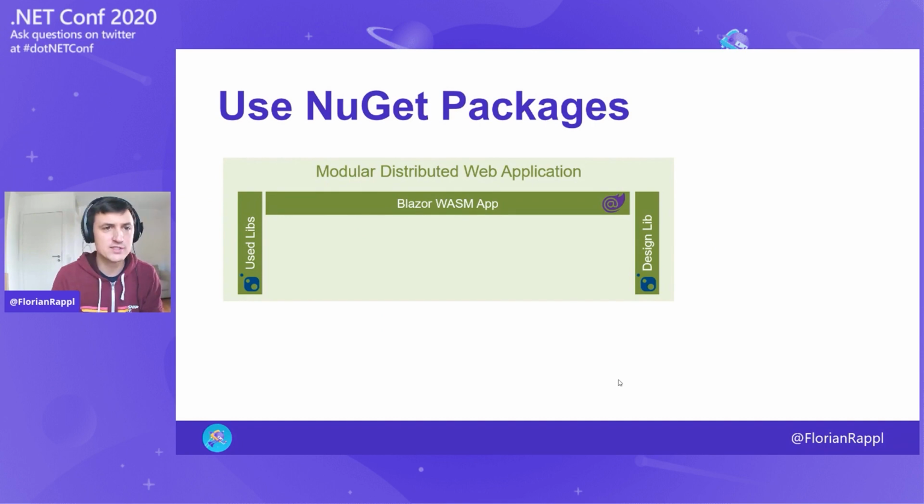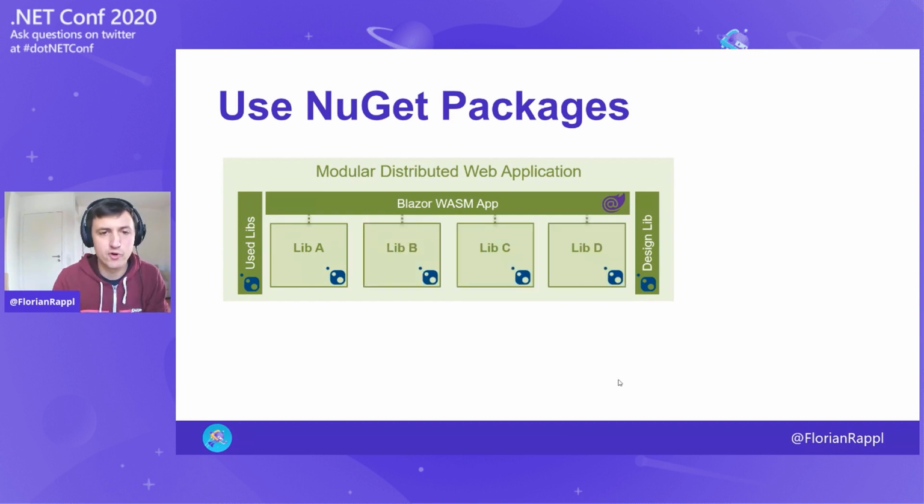The first is, let's just use NuGet packages, right? So our app shell is now a Blazor WebAssembly app. We just have some shared libs and our design lib, and we can bring different packages from NuGet, right? Just assemblies, it's all good. This kind of creating, let's say, distributed web apps, well, is not new with Blazor. This is how we did it since a long time.